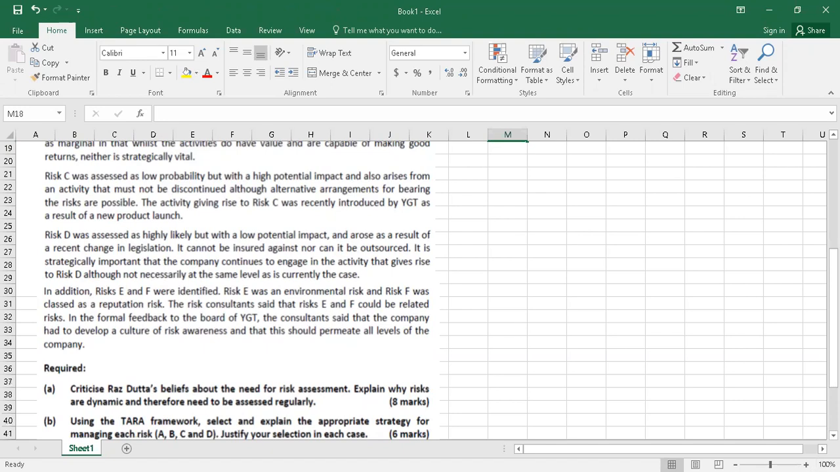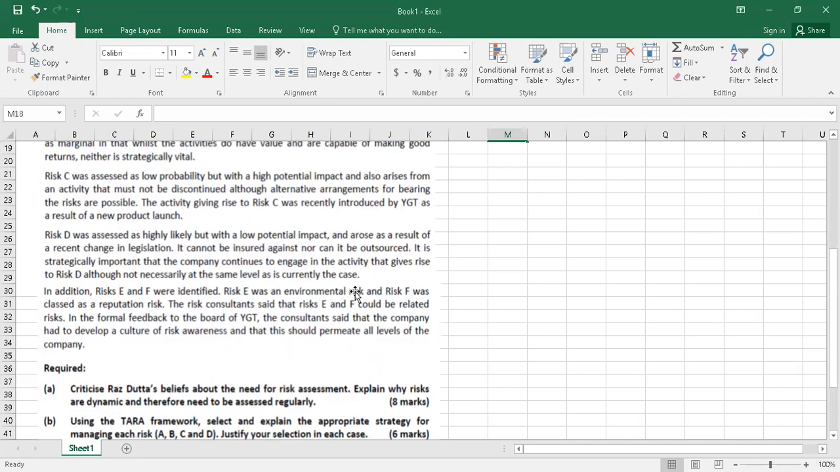What should be done with risk E and risk F? Do they have to take a decision about that? Can they avoid it? Is there a possibility? No. Can they transfer it? No. Nothing can be done. They just have to accept them.